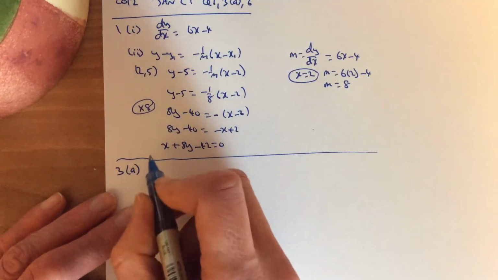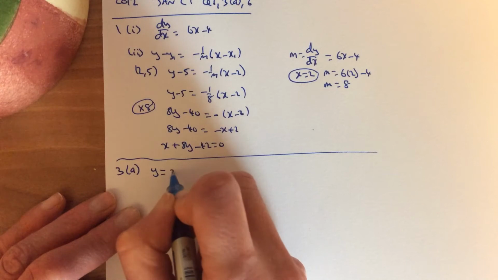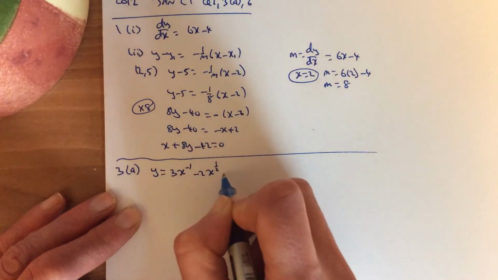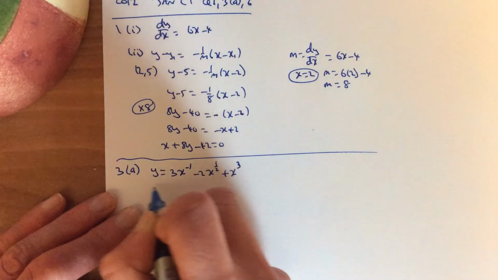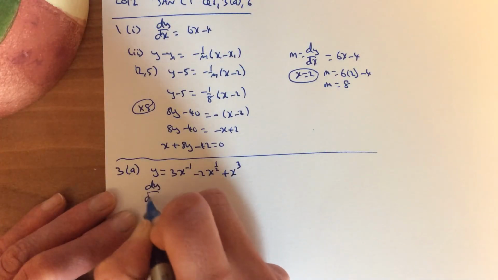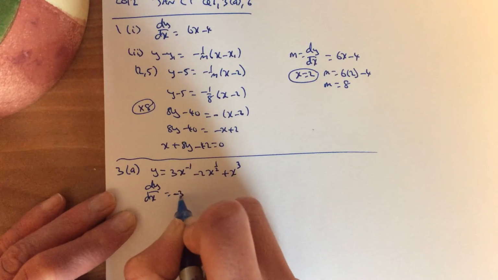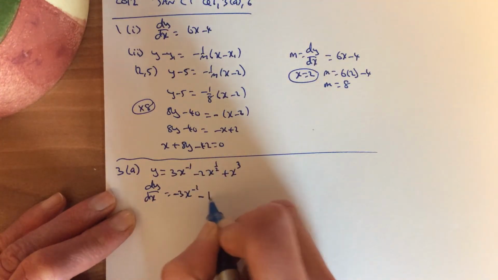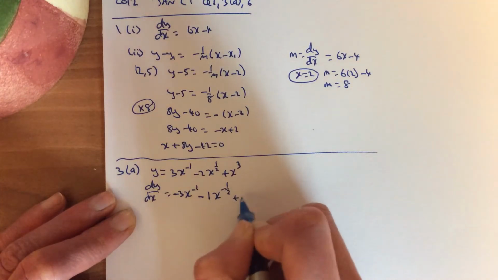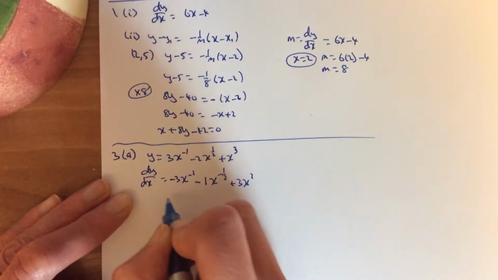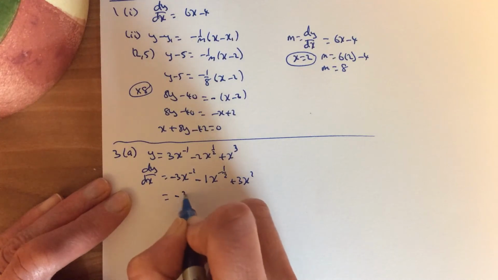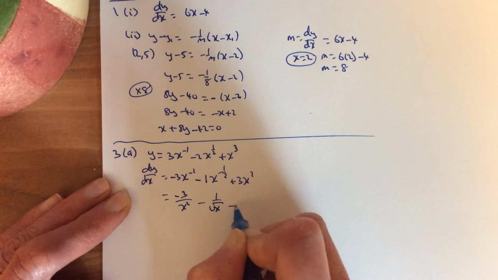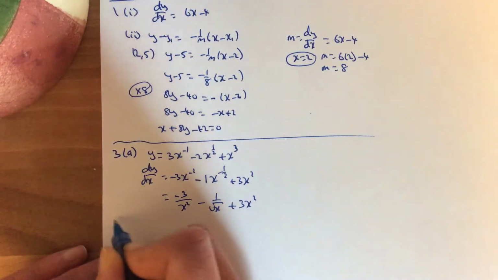Question 3a. If you fix this first, bring your x up as a minus 1, write your root x as x to the half, and that one's fine as x to the 3. And if you differentiate that, power goes to front, take 1 off. Power goes to front, 2 times the half is 1, take 1 off, 3x squared. You can leave it like that, or you can tidy it up if you want. So minus 3 over x squared, minus 1 over root x, plus 3x squared.